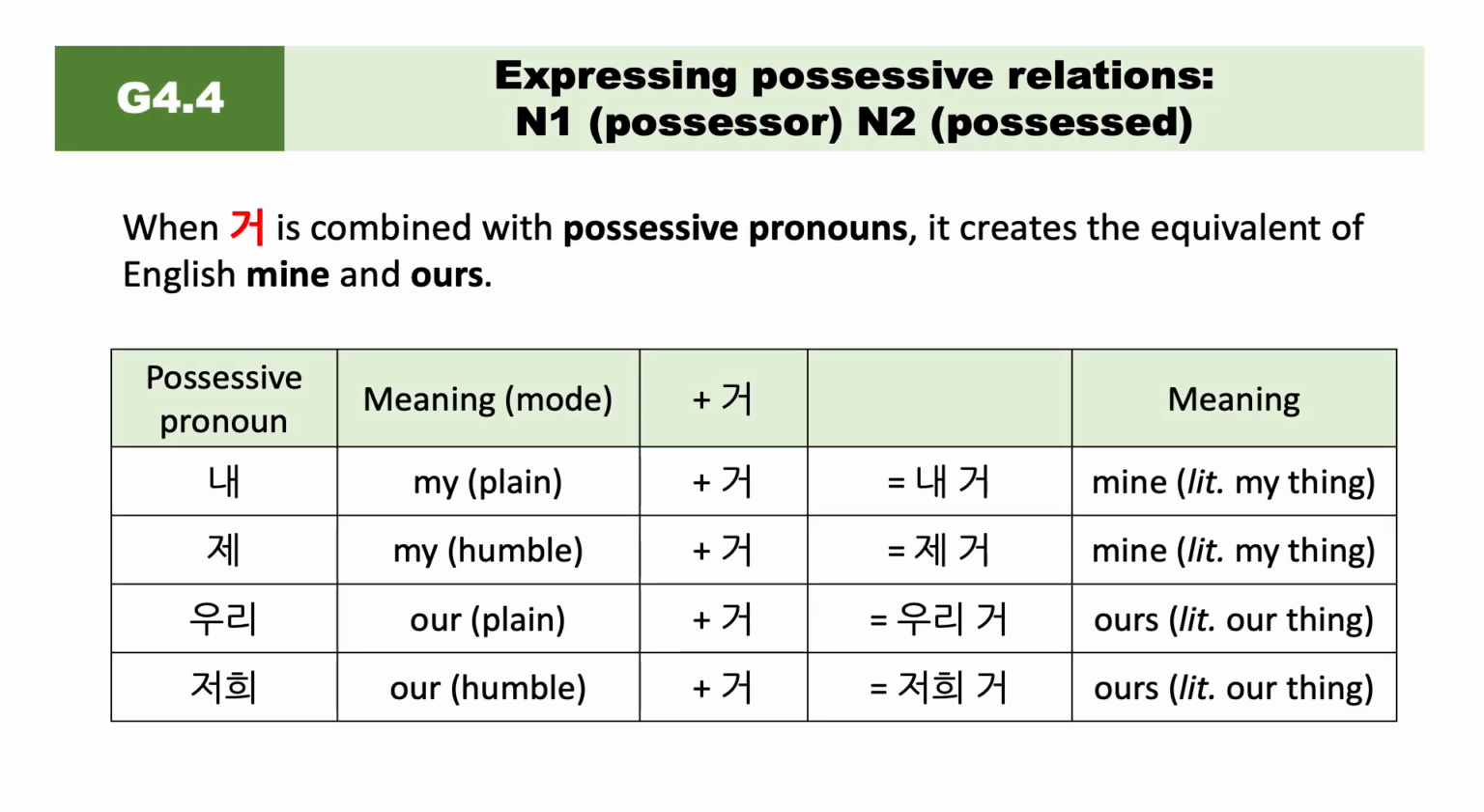When 거, is combined with possessive pronouns, it creates the equivalent of English, mine, and ours. 내, 내 거, 제 거, 우리 거, 저희 거.